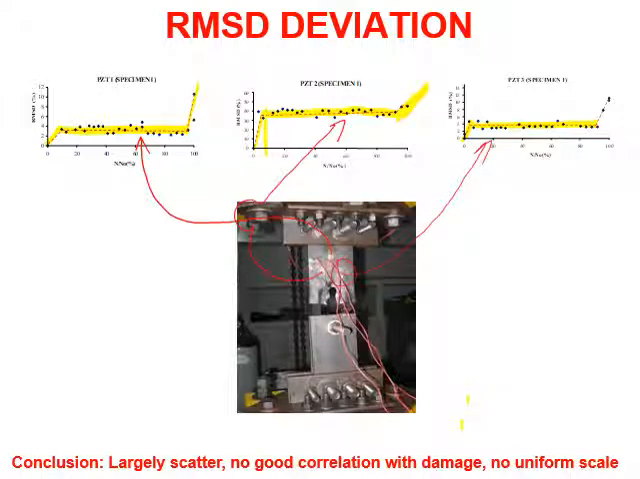So what we can see is that patch number 2 and 3, this is 1, this is 2 and 3. Patch number 2 and 3 are at the same distance from the damage, but we find that the difference is very large. Patch number 2 is giving the root mean square deviation of the order of 30 to 40%. Patch number 3 is giving it at only 5%. So a huge difference and no uniformity.